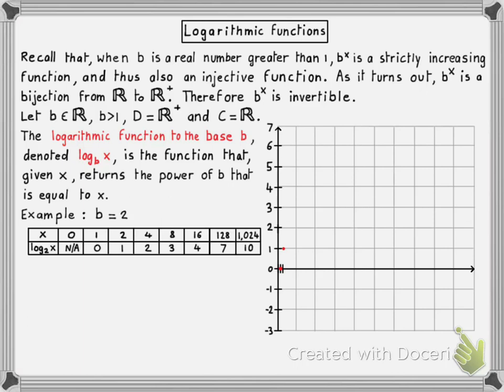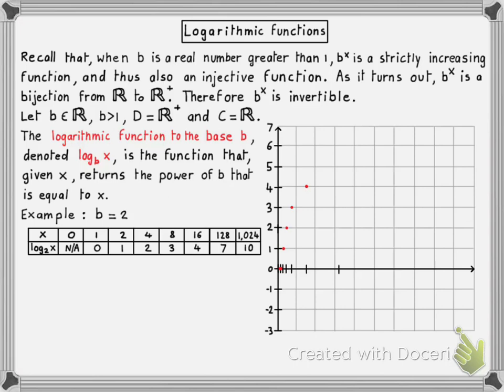And I'm going to go through the values in this table and draw the corresponding points plus 1 or 2 others. So for x equals 4, the log base 2 is equal to 2. x equals 8, the log base 2 is 3. Let me continue with 16. The log base 2 of 16 is 4. Then I'm going to go to 32, even though it's not in the table. It's the next power of 2.